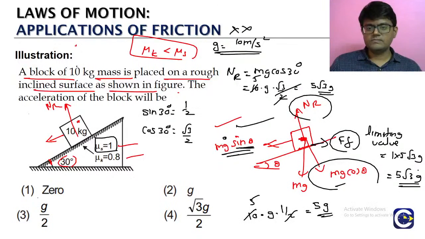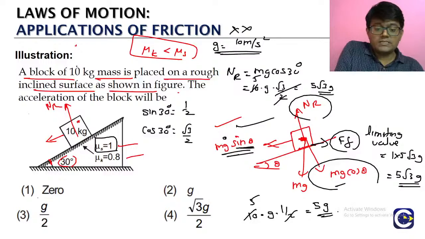5g. Now what is the conclusion here? The force that is trying to pull the block down the plane is actually lesser than the limiting value of static friction. Why? Because look at it. 5 root 3 means what? 5 into root 3 is 8.66. That is more than 5g. So what is the observation here that we are having?